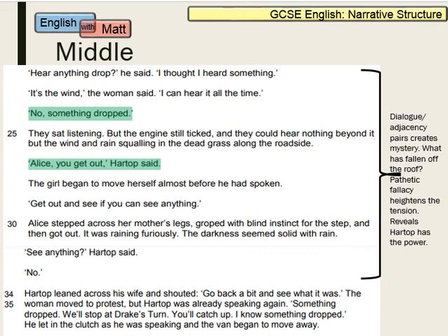Hartop leaned across his wife and shouted, Go back a bit and see what it was. The woman moved to protest, but Hartop was already speaking again. Something dropped. We'll stop at Drake's turn. You'll catch up. I know something dropped. He let in the clutch as he was speaking, and the van began to move away.